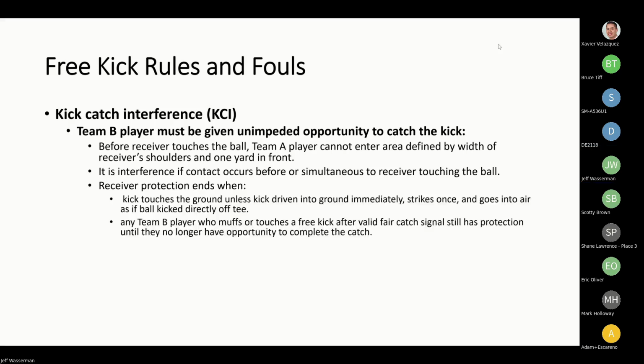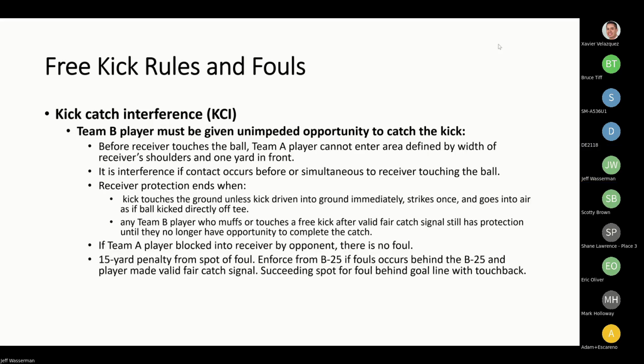And the receiver protection ends when the kick touches the ground, unless the kick was driven directly into the ground, immediately strikes once and goes into the air. Bruce discussed that. Any Team B player who muffs or touches a free kick after a valid fair catch signal still has protection until they no longer have the opportunity to complete the catch. If a teammate player is blocked into the receiver by an opponent, there is no foul.